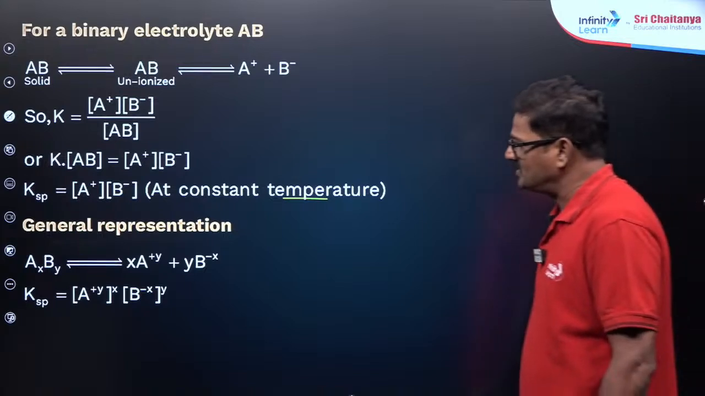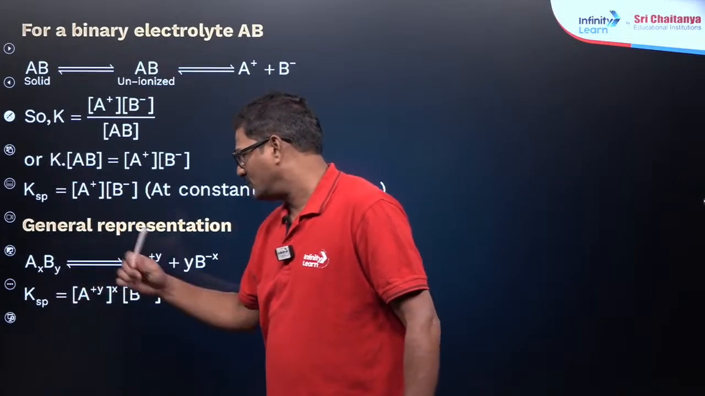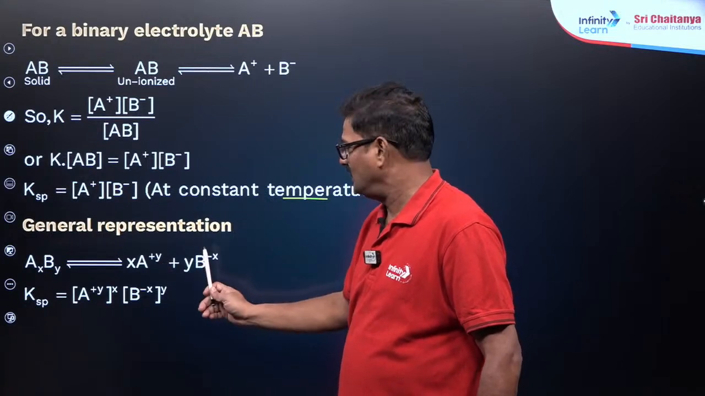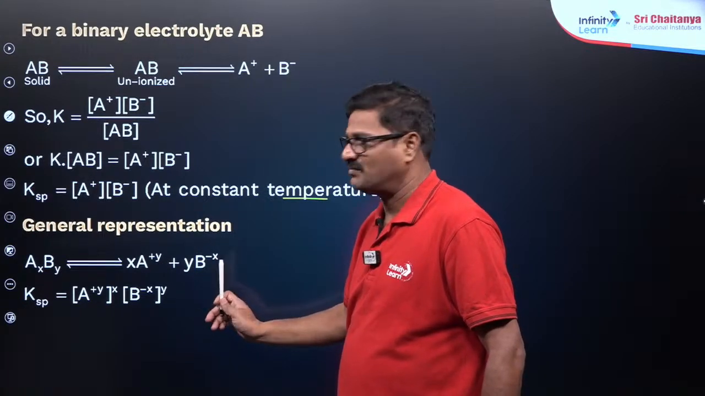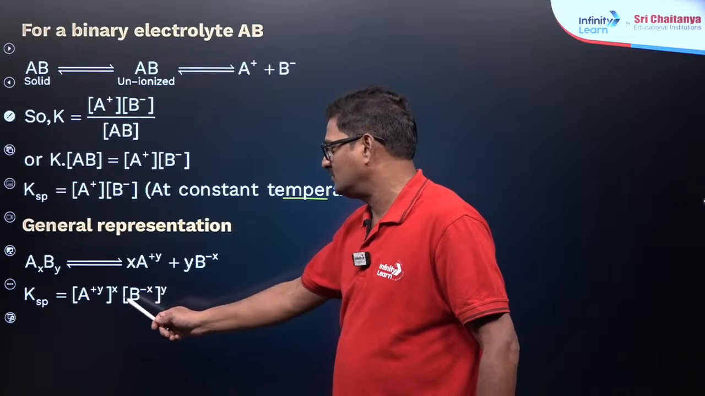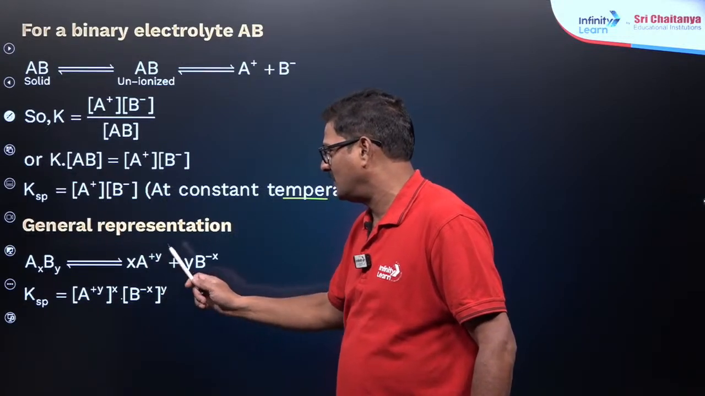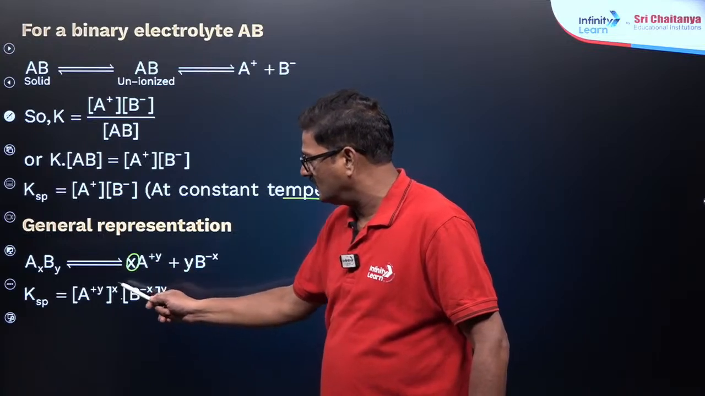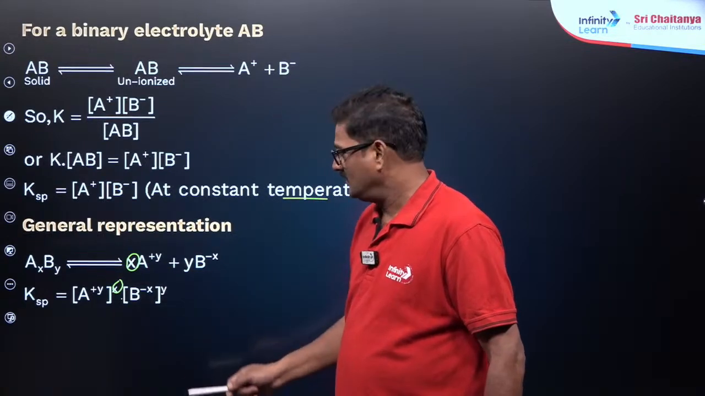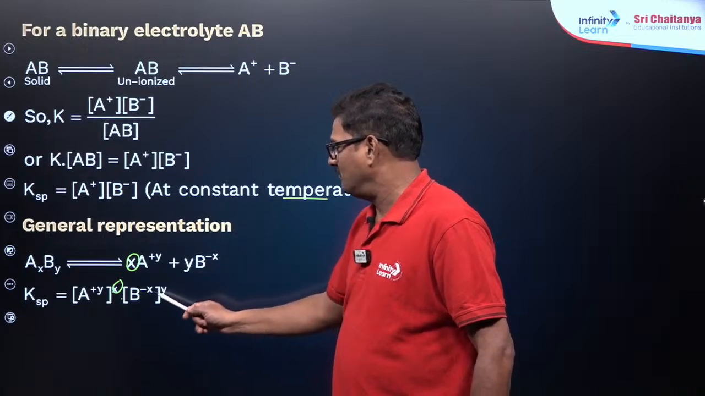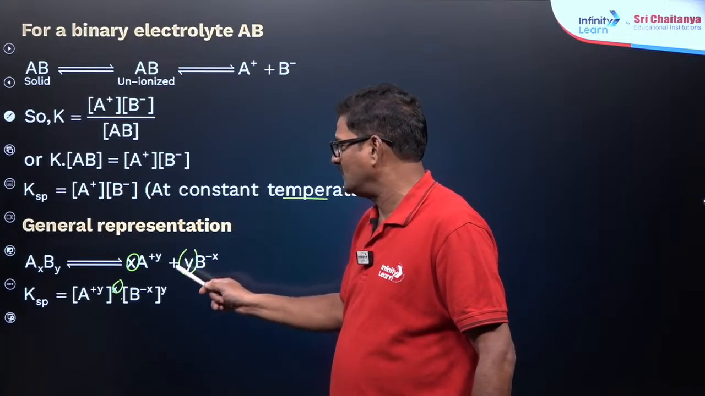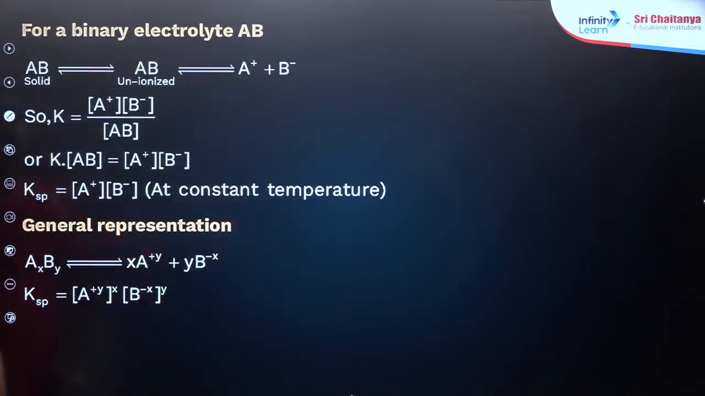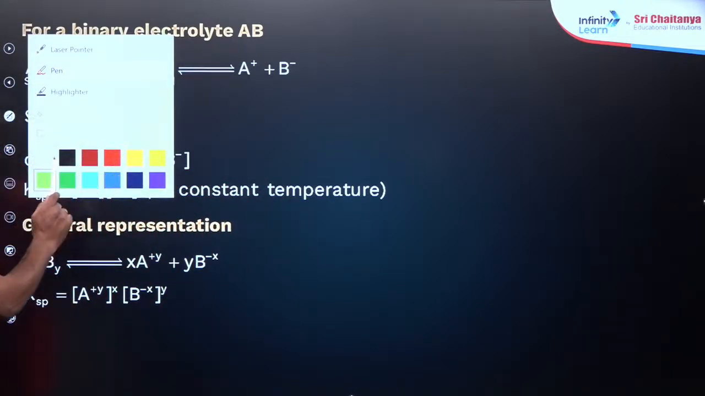And the general representation is AxBy, that is x moles of A y plus and y moles of B x minus. So Ksp is going to be the product of A y plus, its concentration raised to x, and B x minus, its concentration raised to y. So this is how you are going to see the solubility product, my dear children.